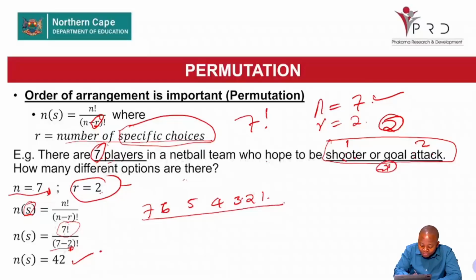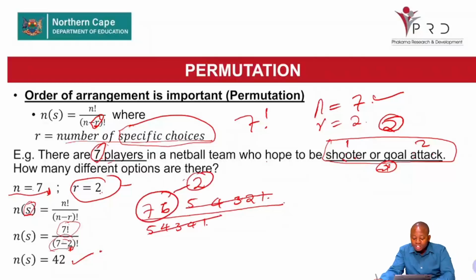We can see we have what? So it is 7 minus 2. So it is 5 factorial actually below there. So it's going to be 5, 4, 3, 2, 1. So you can see that when this cancels out, we are left with those 2 specific choices that we were looking for in that case.